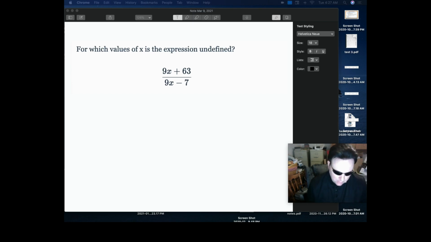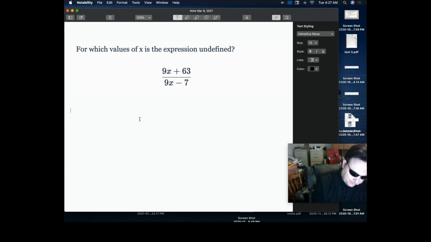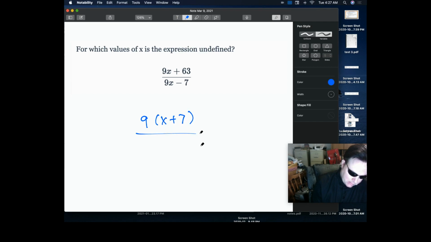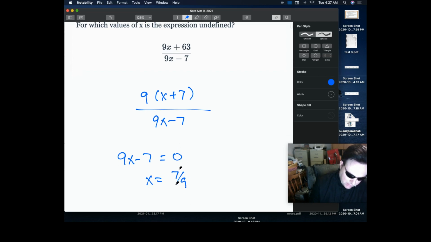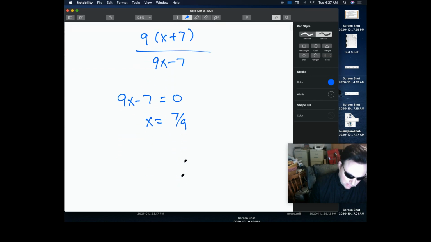All right. So, for which of the values of x is the expression undefined? So, we know what undefined means. Undefined is when you divide by zero. So, the first thing, though, you always want to do is see if you can factor. I look at the numerator and I can see that they are both divisible by 9, so I can rewrite it as such. The denominator I cannot, so it's just as such. And so when is this expression undefined? This is when the denominator is equal to 0, and I solve and I get 7 over 9. So what value of x would make the expression undefined? 7 over 9. Hopefully that makes sense.